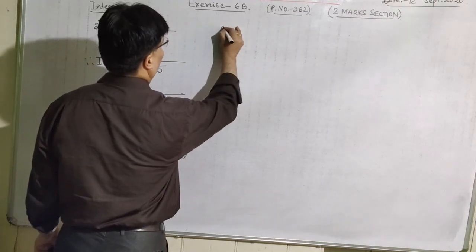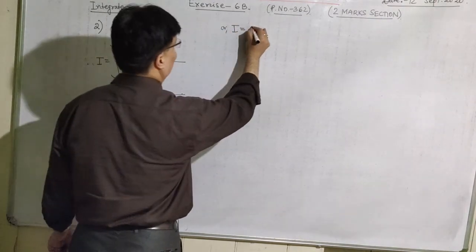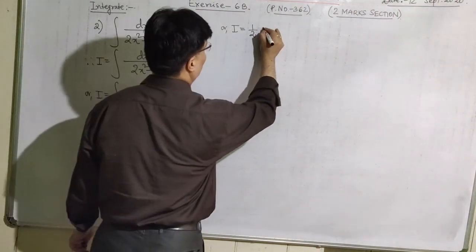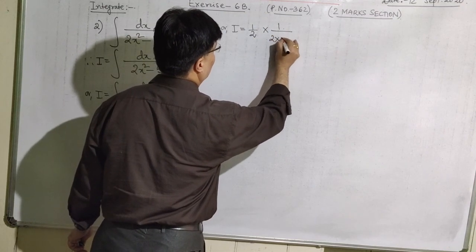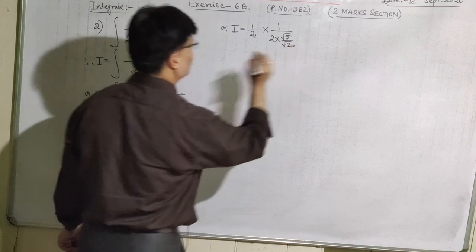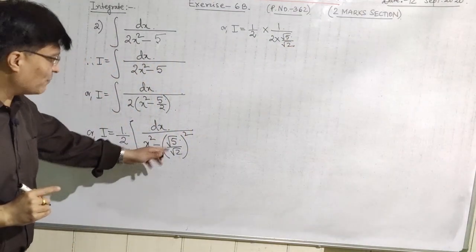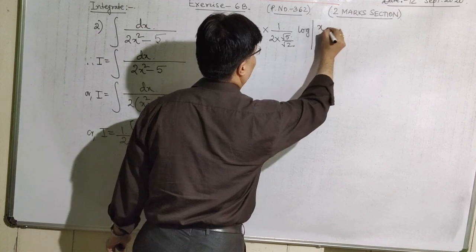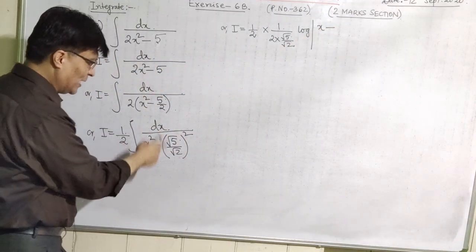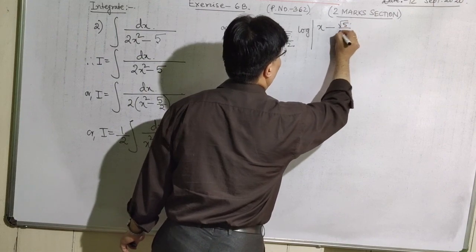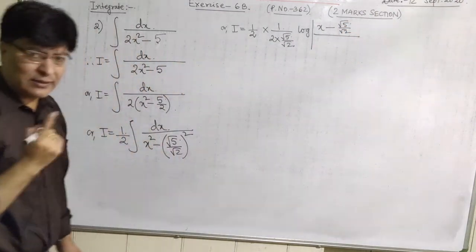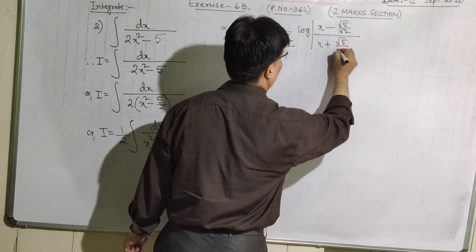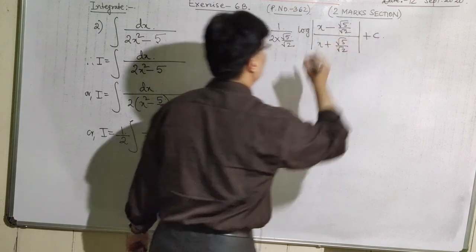So let us write here, I is equal to, this half is constant, you have to write it. Now 1/2a, what is a? Here a is root 5 by root 2. Twice a, 2 into a is root 5 by root 2. Then what do we write? Log within mod x minus a, where x is x only and a is root 5 by root 2, divided by, in the denominator you should write x plus a. What is x plus a? x plus root 5 by root 2, mod sign closed, plus c.